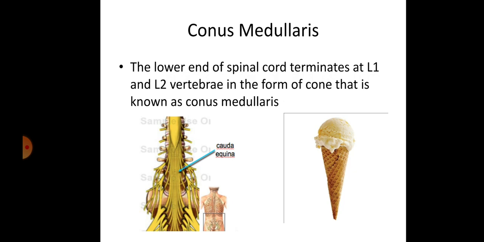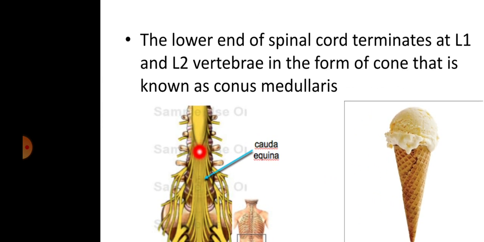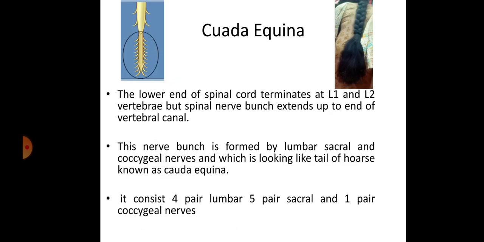What is conus medullaris? The lower end of the spinal cord terminates at the L1 or L2 vertebra in the form of a cone. I think all of you know the ice cream cone, so it is like this. This terminated part is called the conus medullaris. In this picture you can see the spinal cord terminating here in the form of a cone. So this is called conus medullaris.